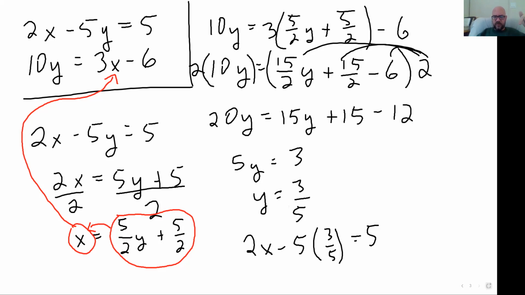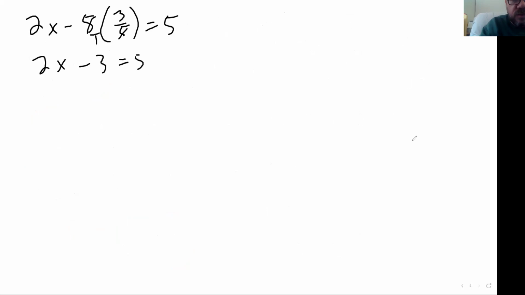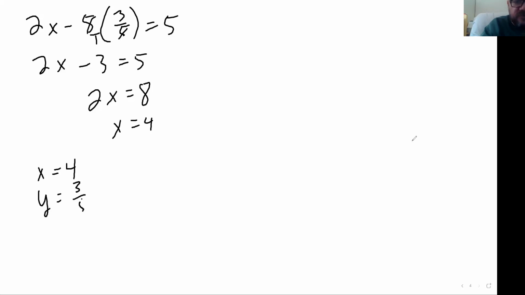So we got 2x minus 5 times 3/5 equals 5. Let's multiply this out. We get 2x, 5 times 3/5, 5 over 1, so those cancel. Minus 3 equals 5. Add 3, 2x equals 8, and x is 4. So my answer is x equals 4, y equals 3/5.